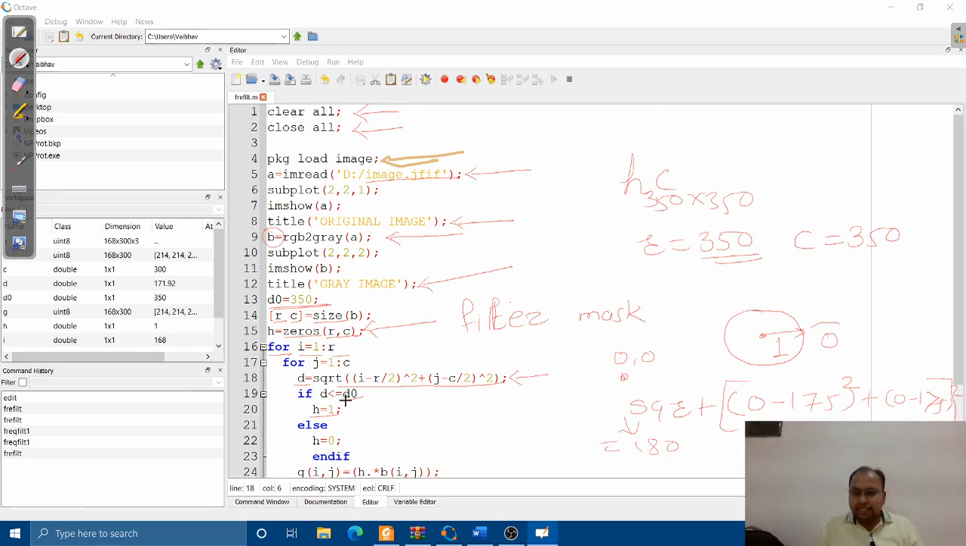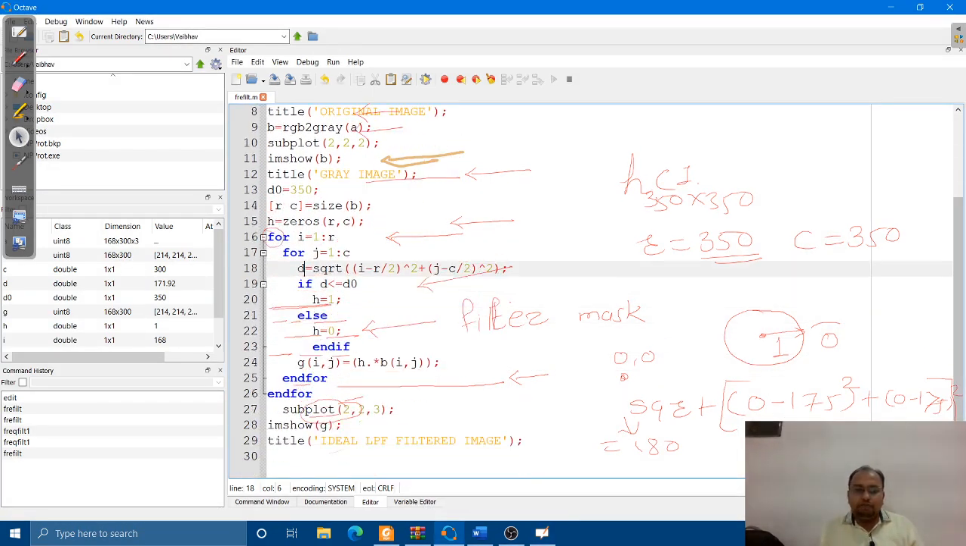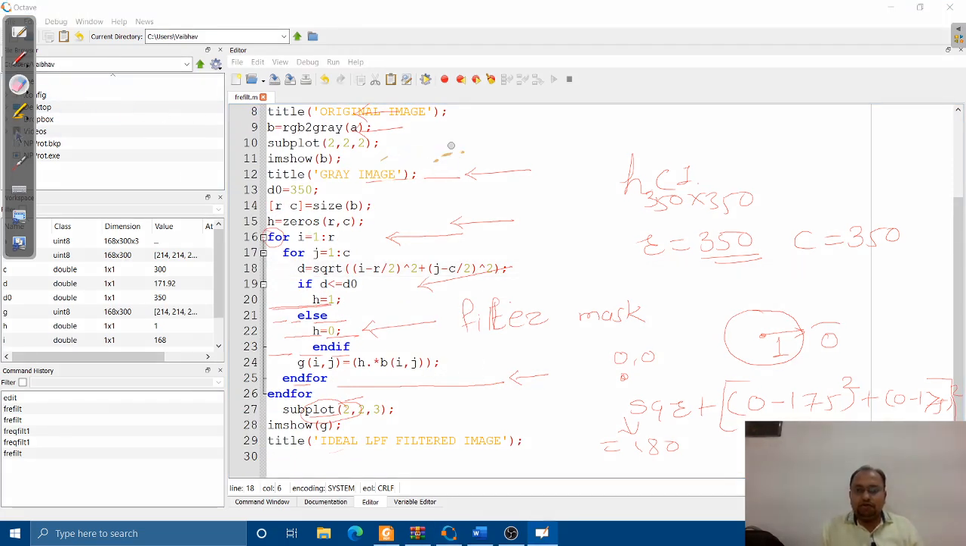So is 180 less than 350? Yes, definitely. So that particular pixel will hold the value 1. So this h will have the value 1. If it is not less than 350, then it will hold the value 0. And likewise we have created the filter mask. Understood? So once we have created the filter mask, we are going to perform multiplication of that filter mask. So let us perform. Let me clear out this content.